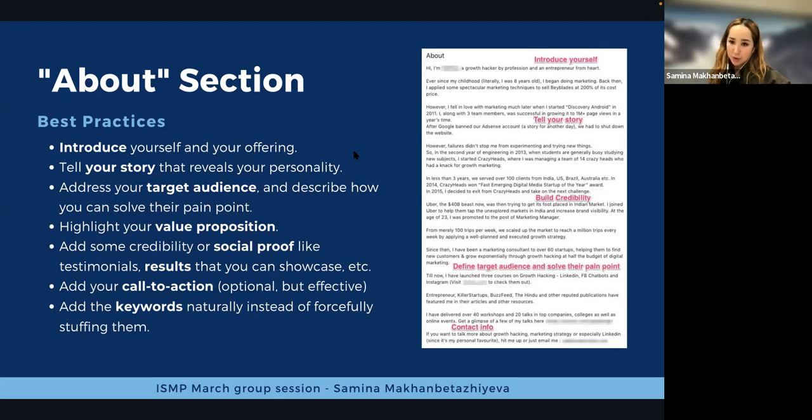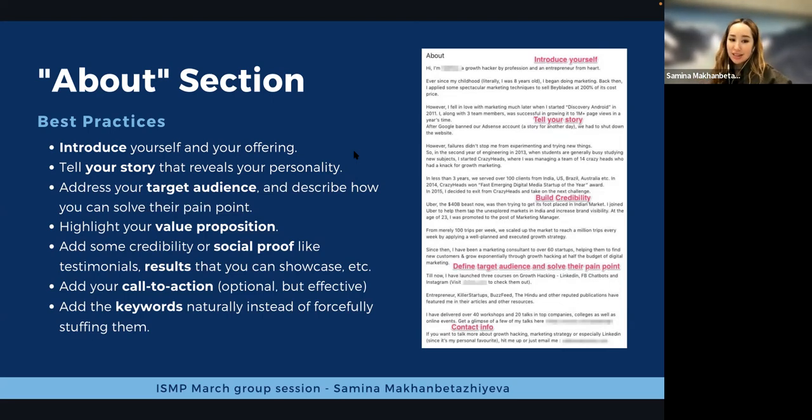Do highlight your value proposition. So the thing that we mentioned earlier in the tagline. Value proposition is really important because this is what communicates how you can offer value, right, to people. And to add some credibility, it's really helpful to include some social proof, like testimonials, results, where you can speak in numbers, saying what you have achieved, and build this credibility.